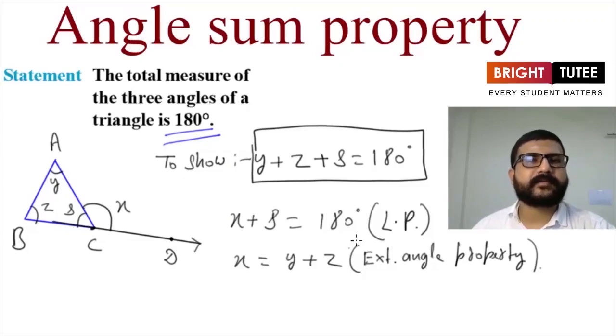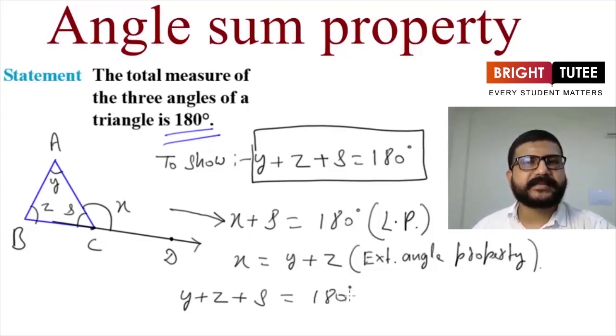Now what we can do from here, we will substitute value of X in this equation. So we will get Y plus Z plus S is equal to 180 degrees. So this means our property is proved now. This is what we have to show, that Y plus Z plus S is equal to 180 degrees, and that's what we have shown here. So we are done now. Now we are having one more property, and it is angle sum property, which states the sum of all the angles of a triangle is 180 degrees.